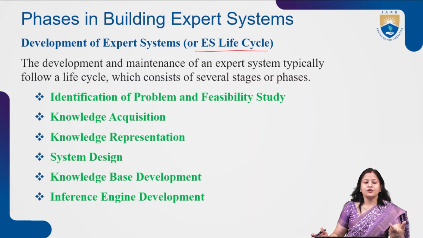So identification of the problem means what? First, at the initial state, the problem should be identified, where the problem exists, in which domain. That is called the identification of the problem. Then feasibility study. If the problem is identified for a particular sector, then we will go for the building of the expert system. So if we build the expert system, will it be feasible for that particular area? That needs to be checked.